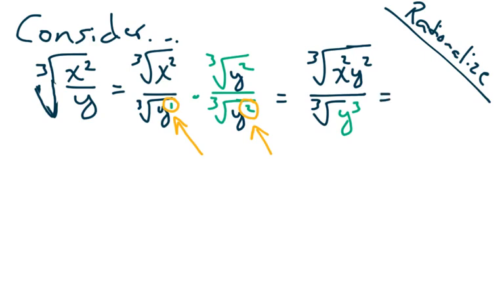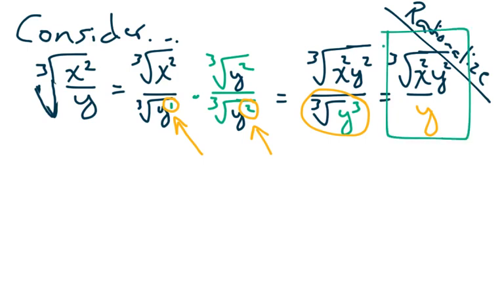Now, believe it or not, this is better. This is better because the cube root of y cubed cancels to just be y. And remember, we don't want a radical in the denominator. Well, we don't have it anymore. We do have some new stuff in the numerator. That is, we have the cube root of x squared y squared. This is your final answer. It's a better answer. Even though you might think that it looks more complicated, it's actually better because we rationalized. And to rationalize means to get rid of a radical in the denominator.